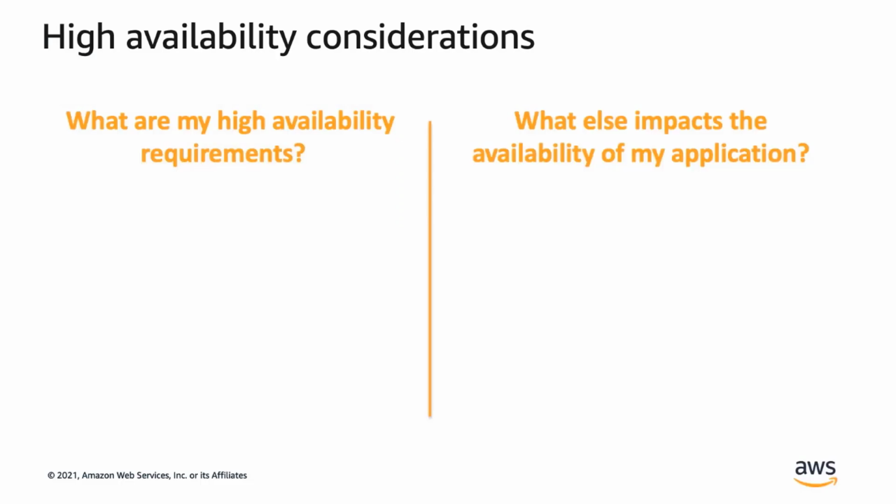Before we dive into RDS high availability, what do we need to consider for highly available applications? There are two important areas to consider when looking at high availability for your applications. First, what are your high availability requirements? And second, what else impacts the availability of your application? I find that customers are most successful when they're able to clearly define the RPO and RTO requirements for each workload.